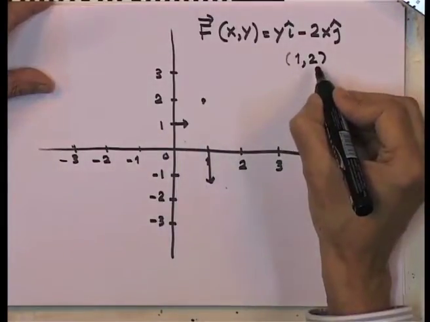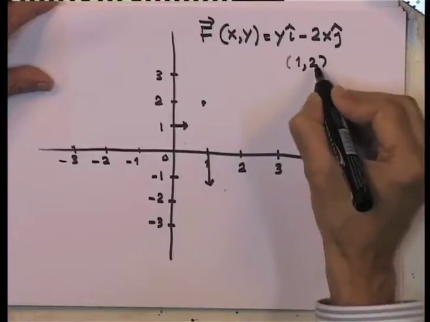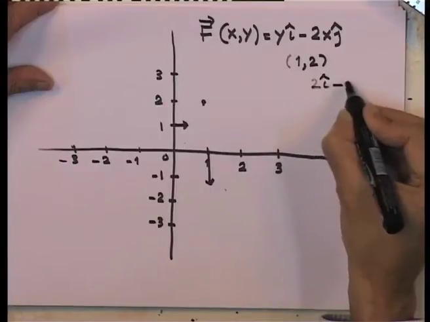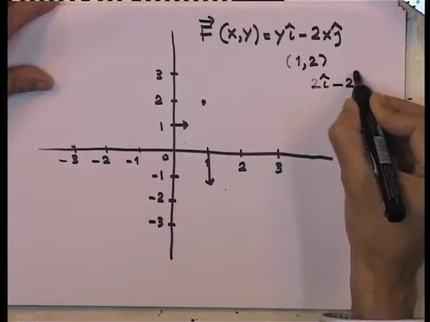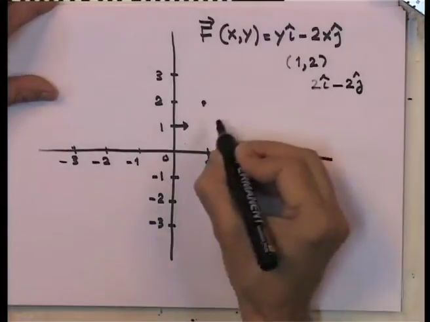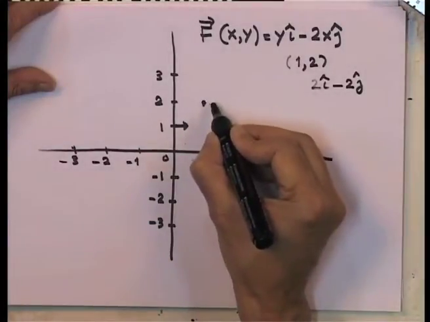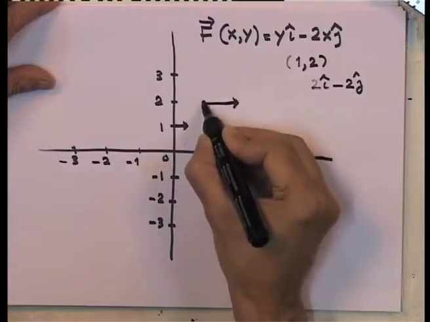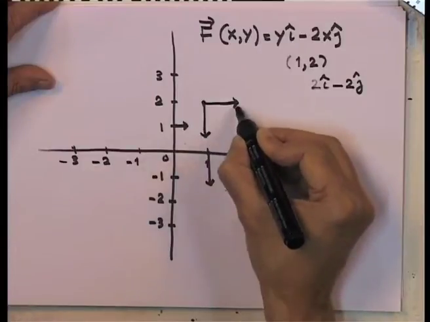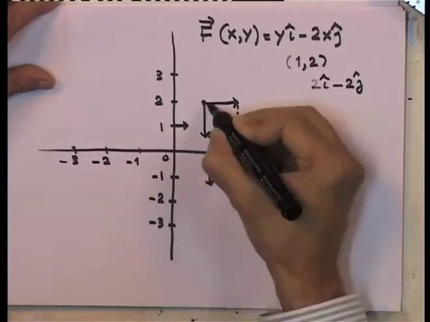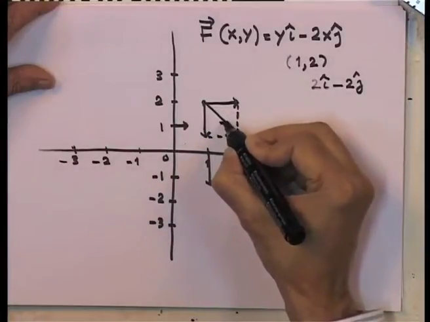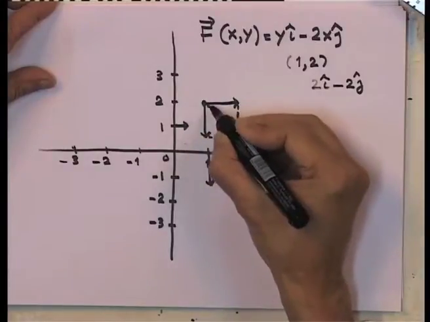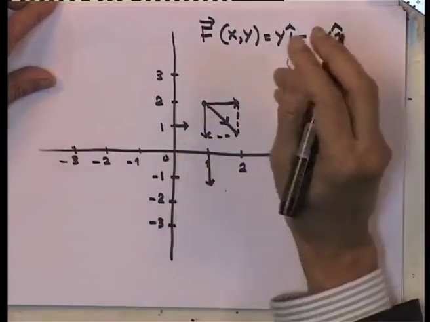So, let us look at what is 1 2. Since y is equal to 2, this is 2 i, and x is equal to 1, it is minus 2 j. So, what is 2 i minus 2 j? It is a vector for which I must first take 2 units along the x direction and another 2 units along the y direction and complete the perpendicular and find the resultant. Therefore, the field at this point is represented by a vector along this.